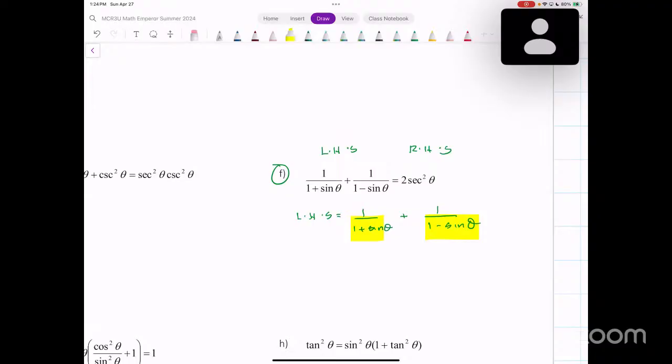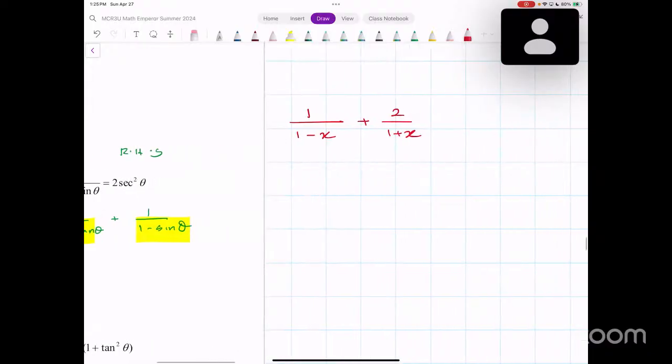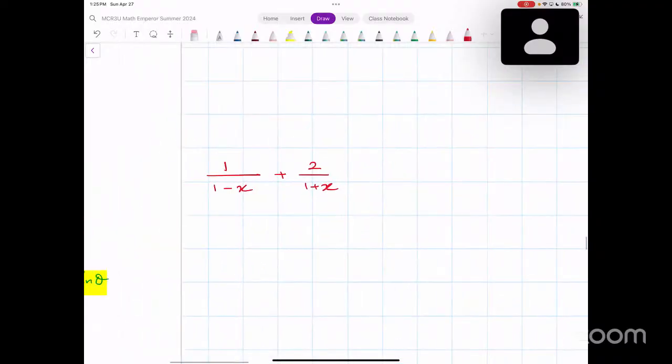If you take the least common multiple for 1 over sine theta, so what is the least common multiple for 1 over sine theta and 1 over 1 minus sine theta? Let's do this. Okay, don't do this. I'm going to give you guys a question. 1 over 1 minus x plus 2 over 1 plus x. Can you guys simplify this, please? Simplify this expression.